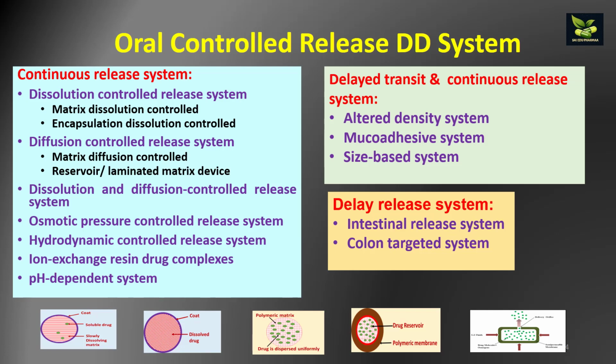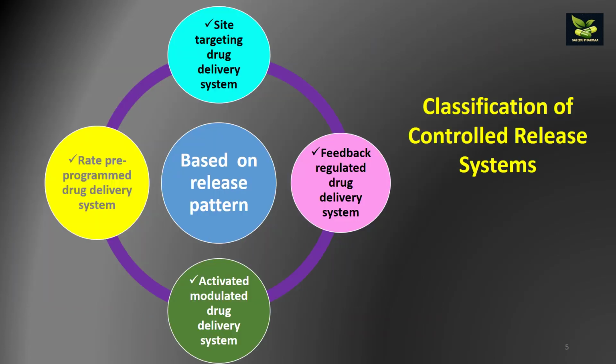And for delayed transit and continuous release, there are three types: altered density system, mucoadhesive system, and size based system. And for delay release, there is intestinal release system and colon targeted system. So these are basically various types of oral controlled release systems. And if we classify the controlled release system on the basis of release pattern, then they are of four types. First is rate pre-programmed drug delivery system, then site targeting drug delivery system, then feedback regulated drug delivery system, and fourth is activation modulated drug delivery system.